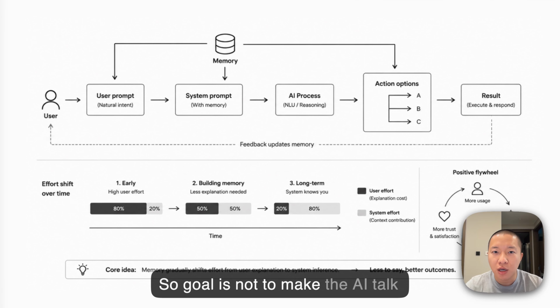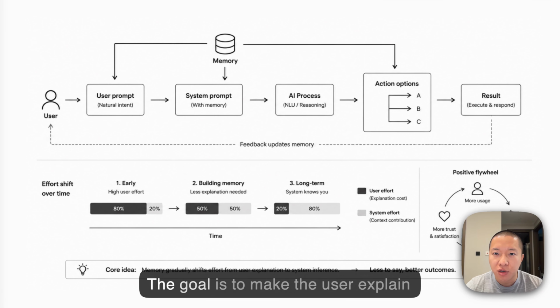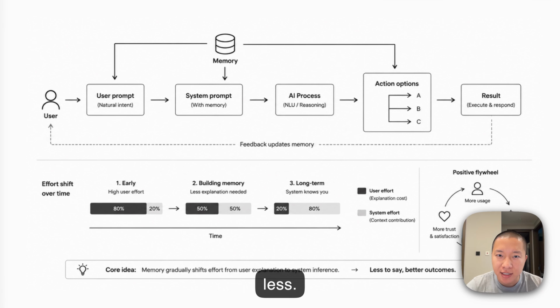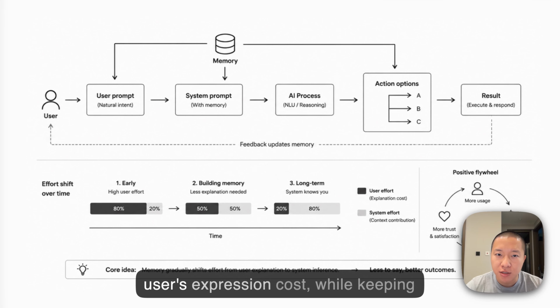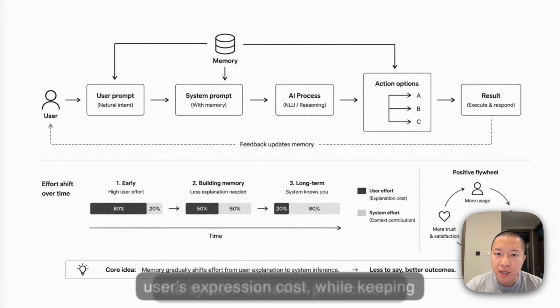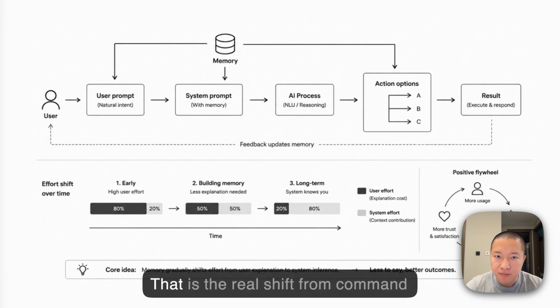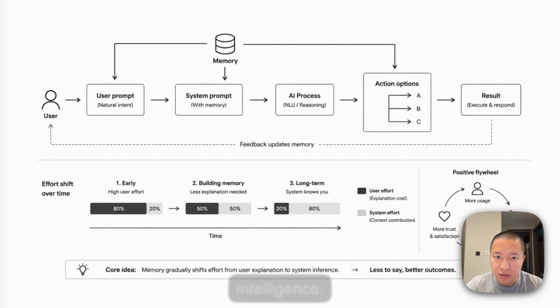So the goal is not to make the AI talk more. The goal is to make the user explain less. AI cabin should gradually reduce the user's expression cost while keeping the system behavior predictable. That is the real shift from command recognition to context-based cabin intelligence.